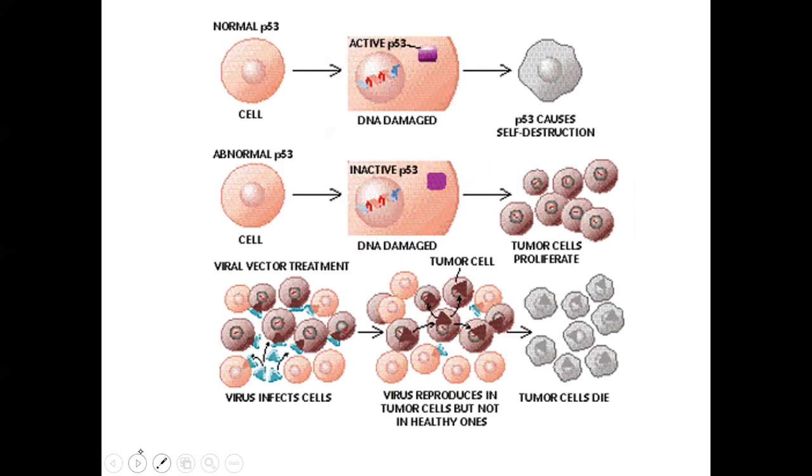Here's a graphic from an article I was reading that shows an example of how these tumor suppressor genes work. Here you have the P53 tumor suppressor. In a normal P53 cell, if you damage the DNA, that P53 causes the cell to die. So now there's no cancer. It would have been cancer, but it self-destructed. If that P53 gene is not working, then when that DNA is damaged, you get cancer. There's nothing to stop it.